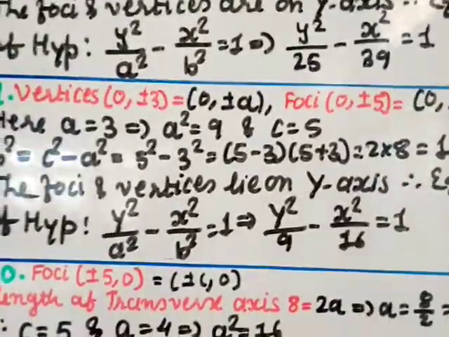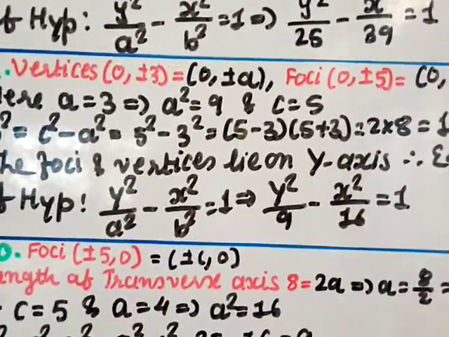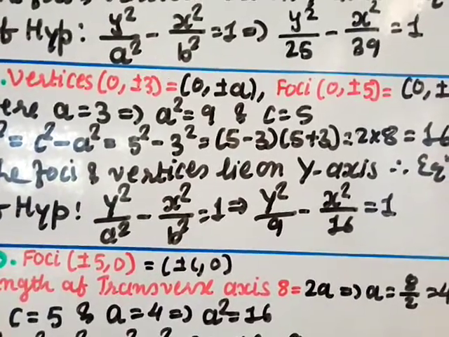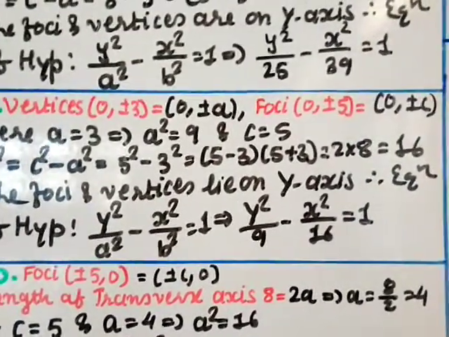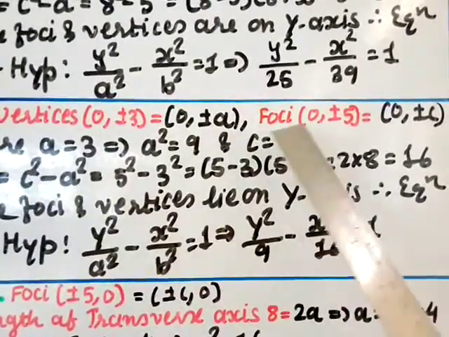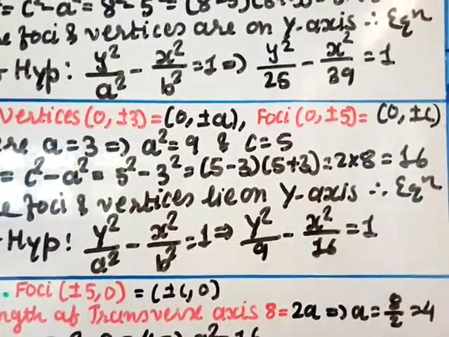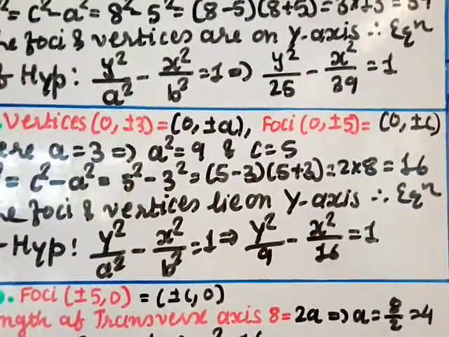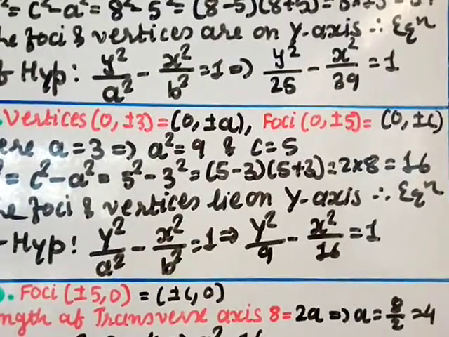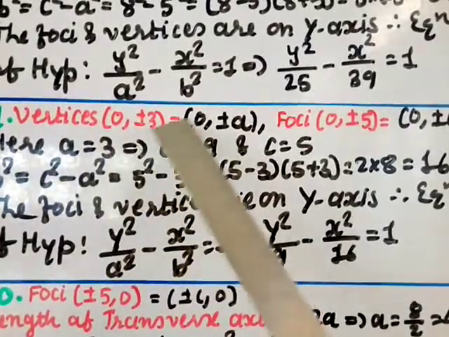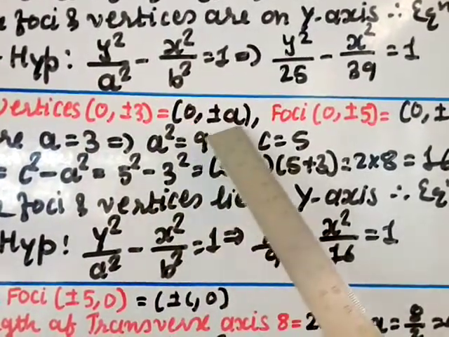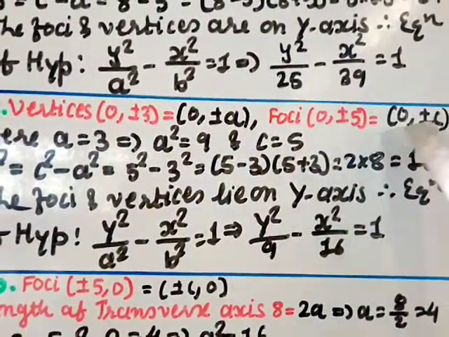Question number 9. Vertices 0 plus or minus 3 and foci 0 plus or minus 5. Here also the x coordinate of vertices and x coordinate of foci are 0. That means the foci and the vertices are also on the y-axis. So the standard coordinates of vertices are 0 plus or minus a and foci are 0 plus or minus c.